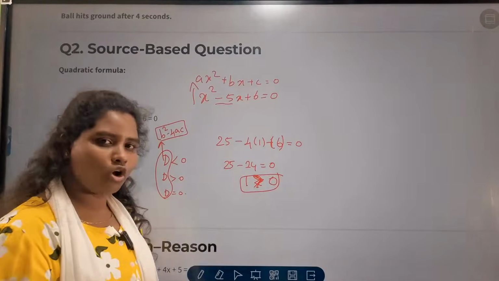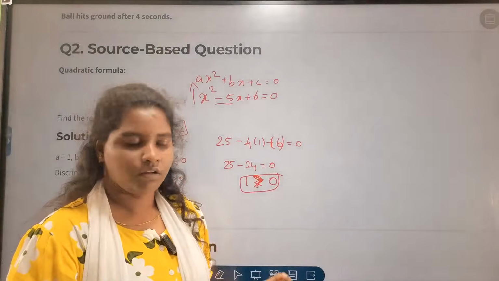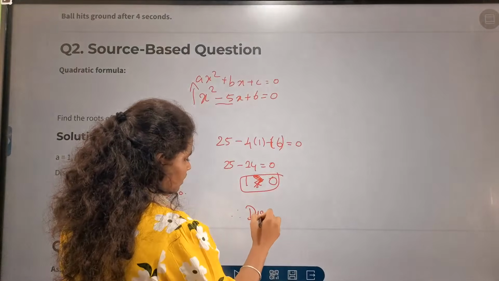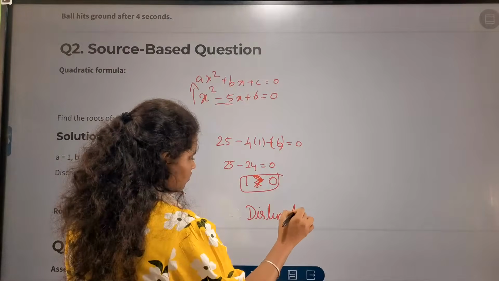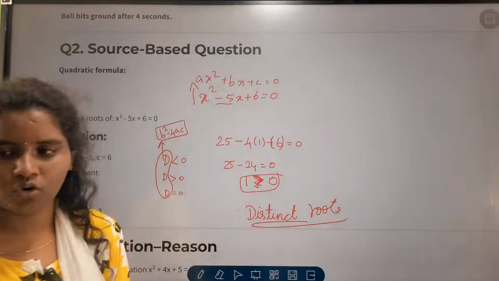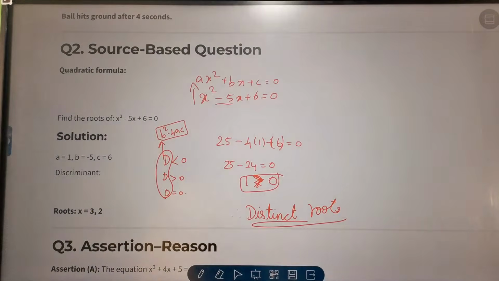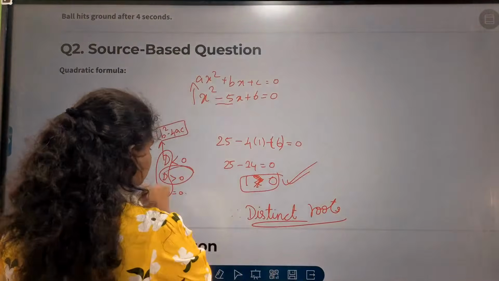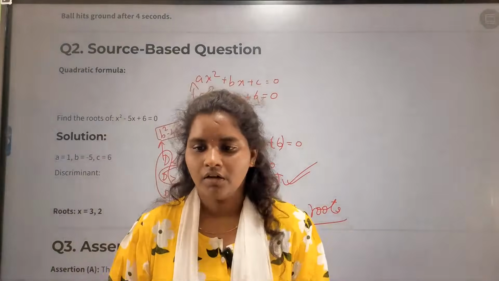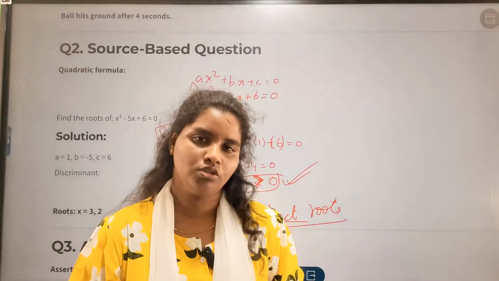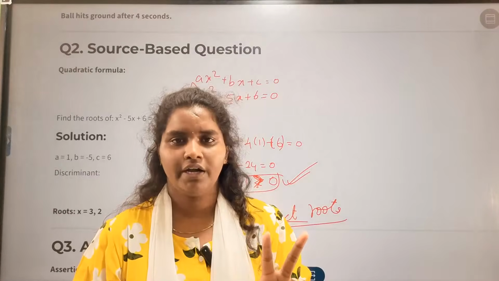If D is greater than 0, then here we'll get distinct roots. Distinct roots means we'll get two different values. Yes, Rahul Raj, it's right. 1 greater than 0 is the condition. So if it's greater than 0, then it's distinct roots, right? So distinct roots means we have two different x values.